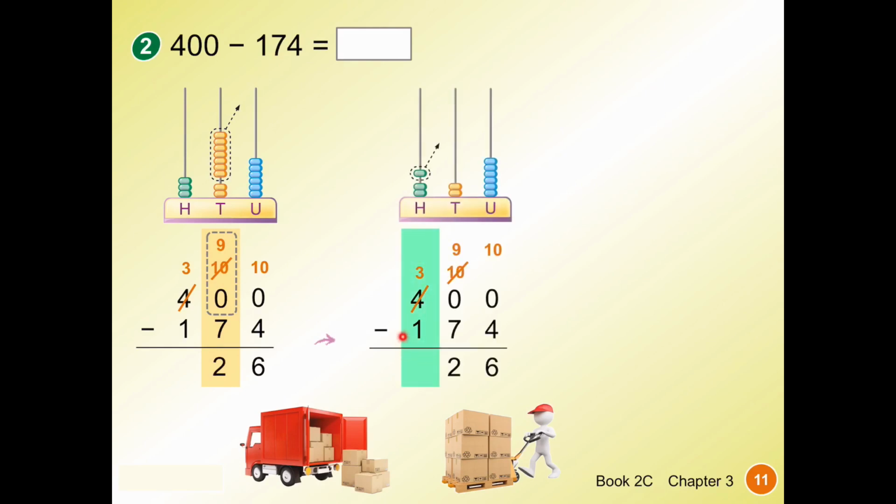Now let's move on to the hundreds place. Again, we do not have the digit 4 anymore because we took 1 from the hundreds place and exchanged it for 10 tens. So we're only left with a digit 3. 3 minus 1, we have a 2.